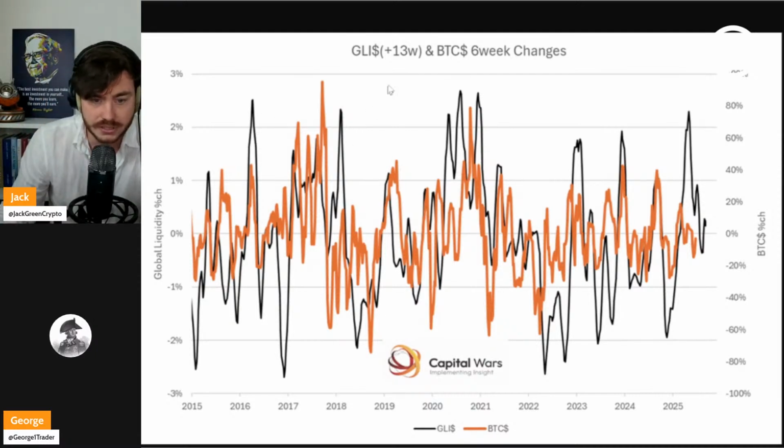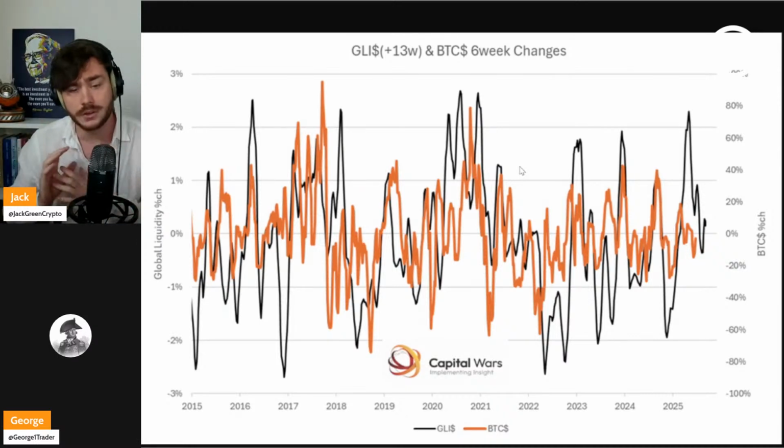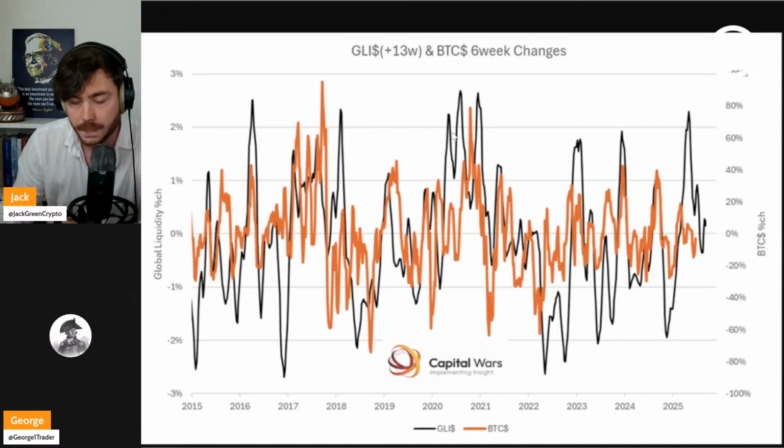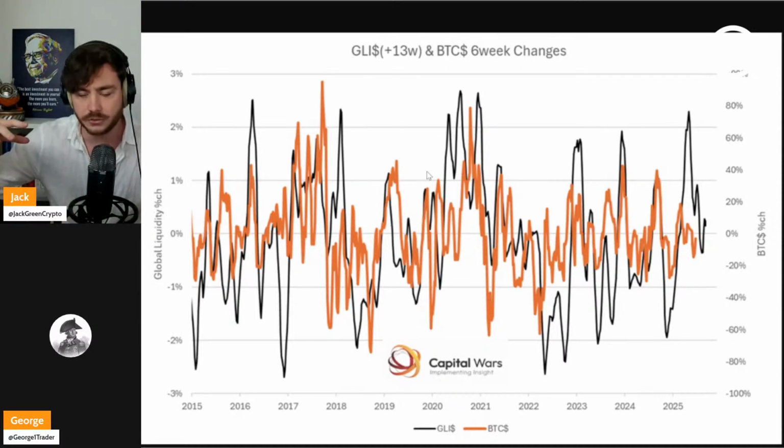As you see here, this is global liquidity with, of course, a 13-week lag, because there is a lag. That's what you can use as an investor. For example, you see global liquidity going up. Well, 13 weeks later, Bitcoin should be going up. And as you can see, from 2015 onwards, it's following pretty closely. Of course, it's not perfect.